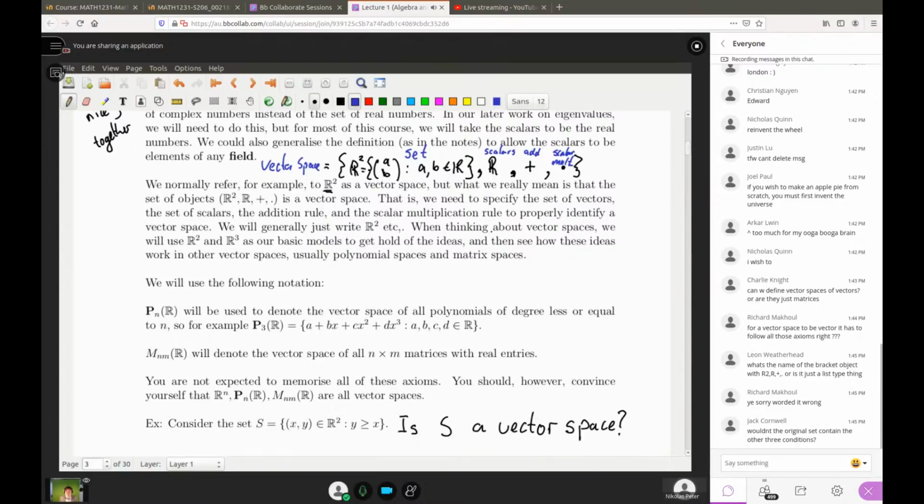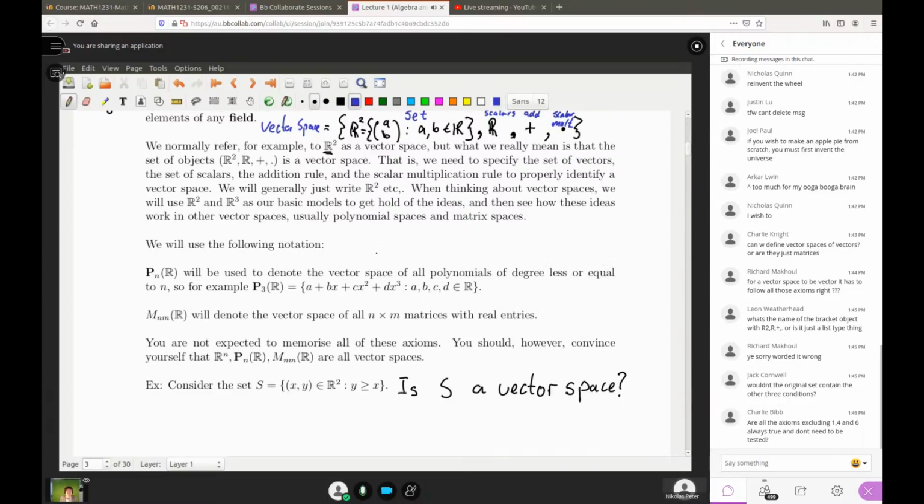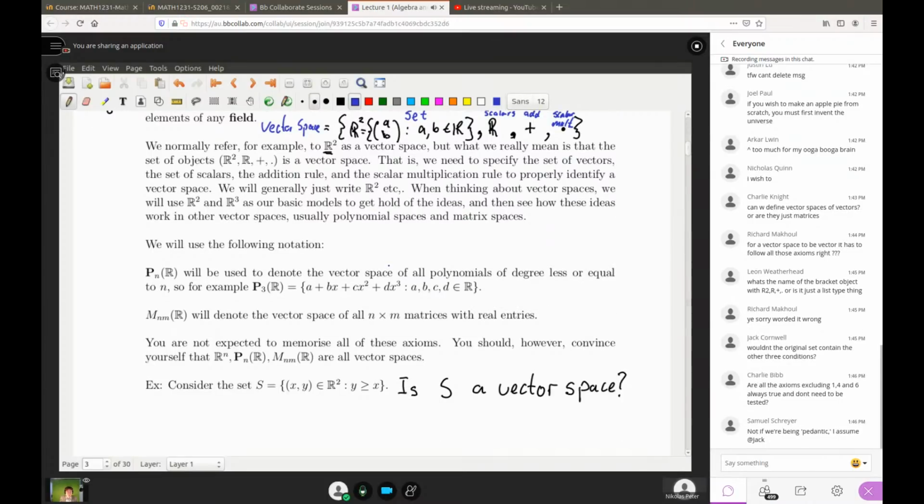Okay. Let's just move. I want to do an example. If we all the axioms excluding 1, 4, and 6 always true need to be tested.